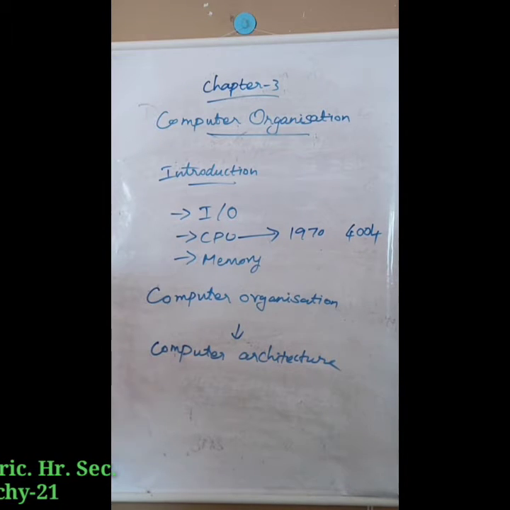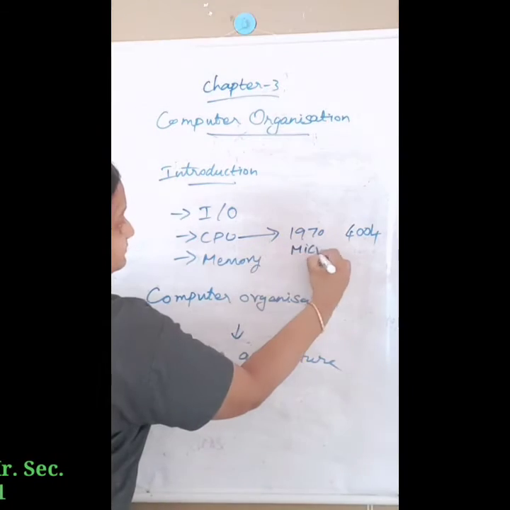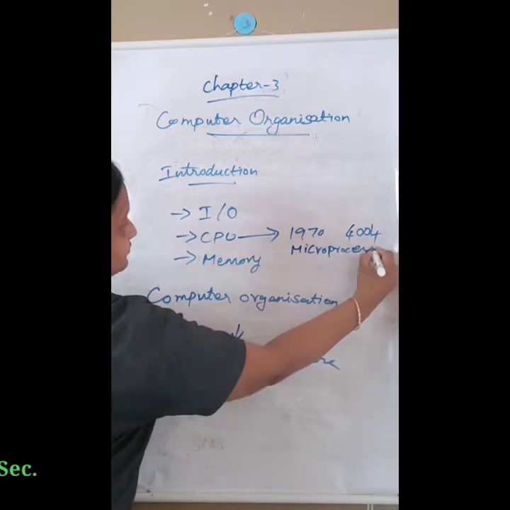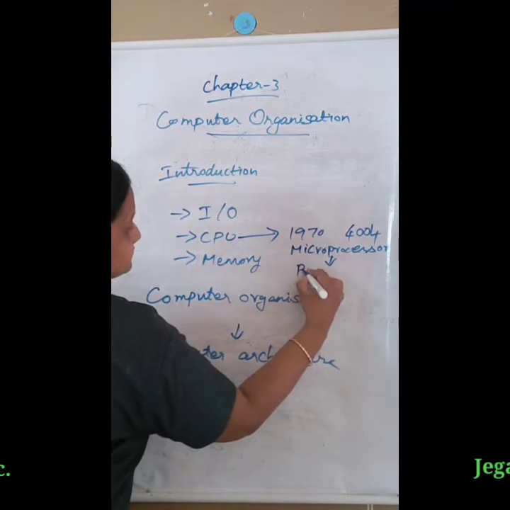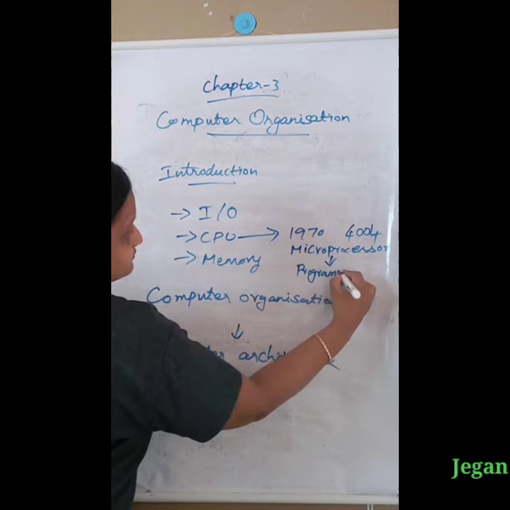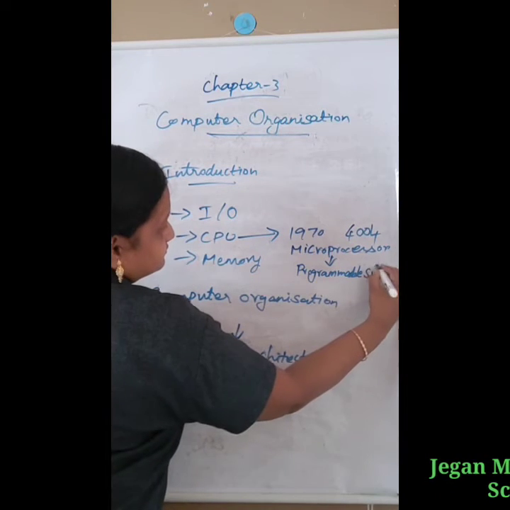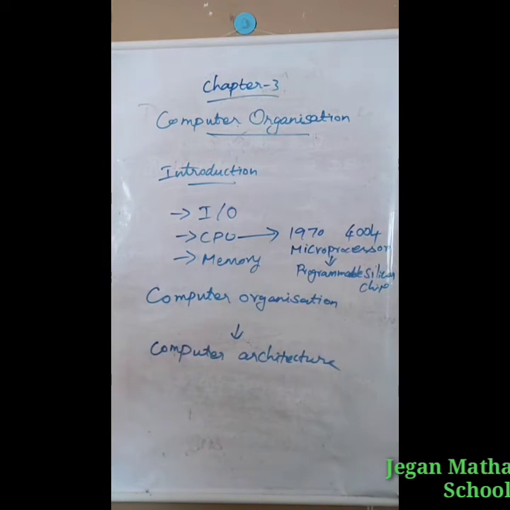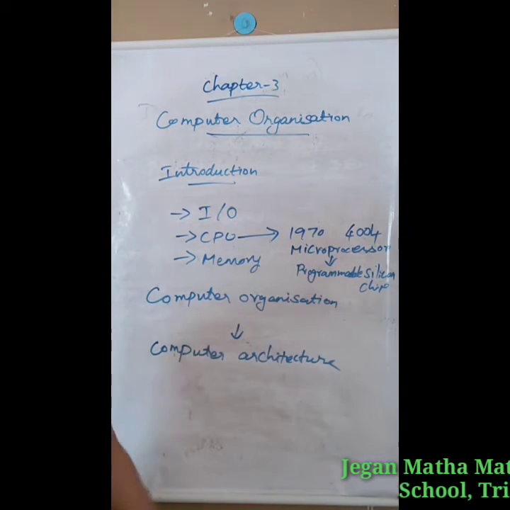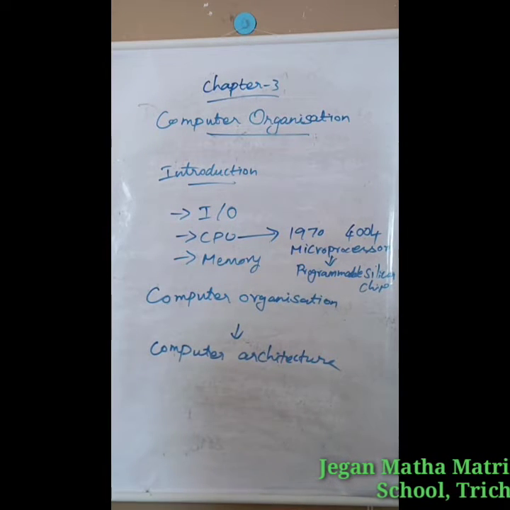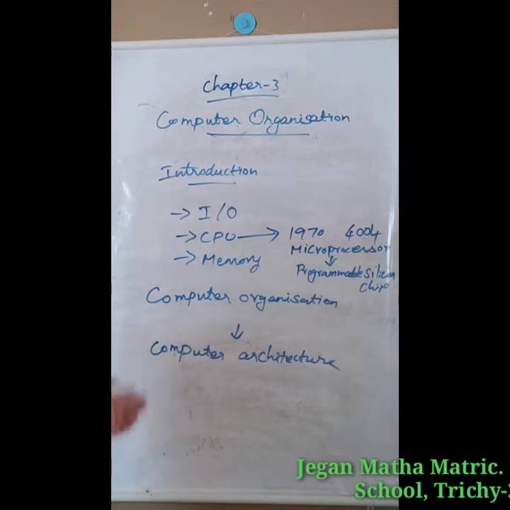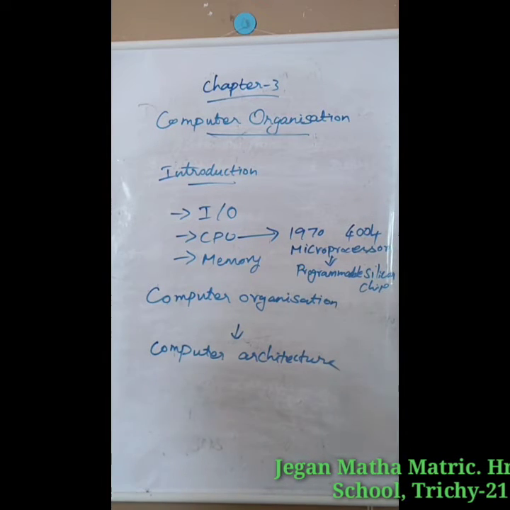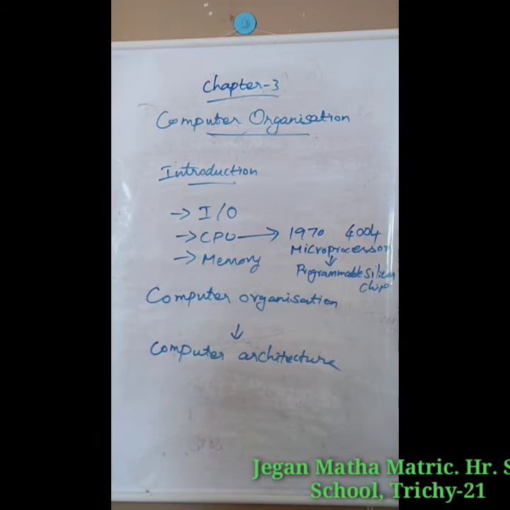Then the microprocessor means it is the programmable silicon chip, and then it is driven by clock pulses. So it accepts the data as binary data. Already we know that it accepts the data as binary. After processing it, it provides the output as per instruction stored in the memory.